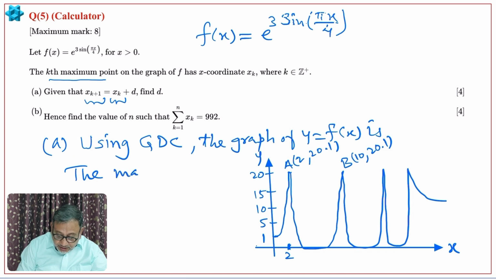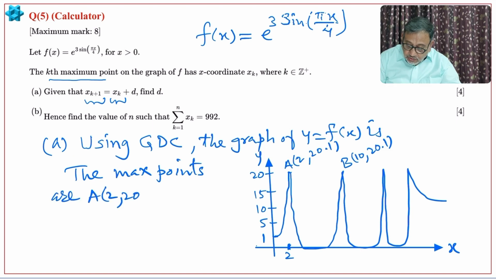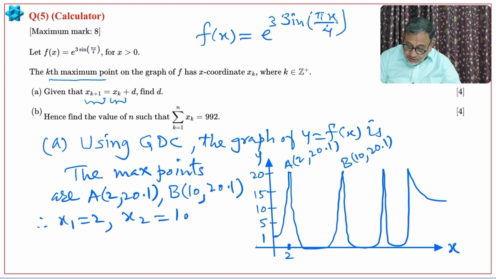The maximum points are A 2, 20.1, B 10, 20.1. Okay, so therefore x1 is 2, x2 is 10, right? Okay, now what is given to us? X2 is equal to x1 plus d, right? X2 is 10, x1 is 2 plus d. So therefore d is equal to 1.